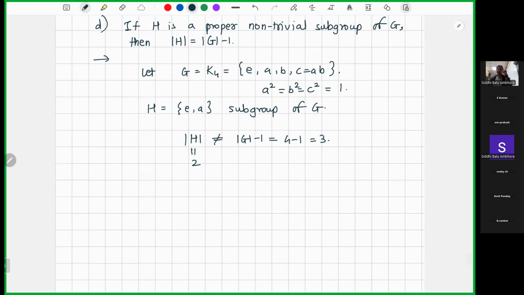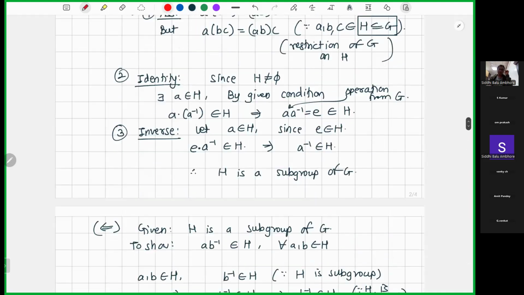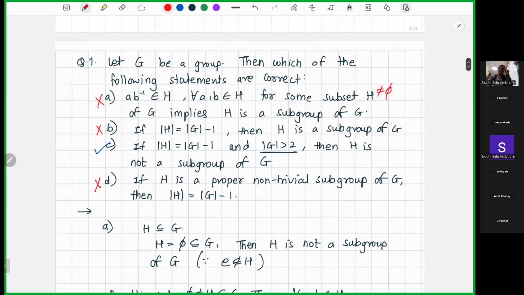Okay, so this statement is not true. The only statement true here is this one. And this statement is also okay if we set the condition that H is a non-empty subset of G. We proved that in the case of a non-empty subset of G, this statement holds. And in fact, this is an if and only if statement.